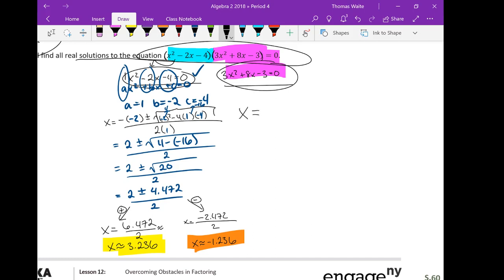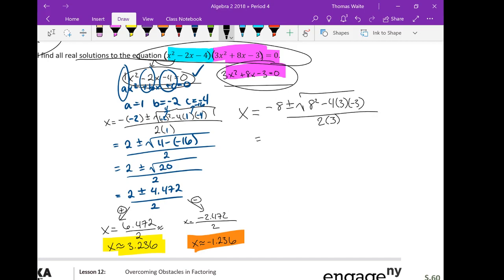I'm not going to write out explicitly what a, b, and c are. I'm just going to be -b plus or minus the square root of b squared, which is 8 squared, minus 4 times a times c, 4 times 3 times -3, all over 2 times a. 2a is 6.